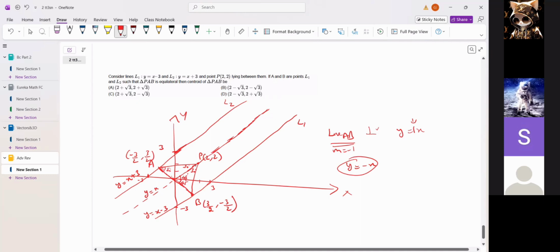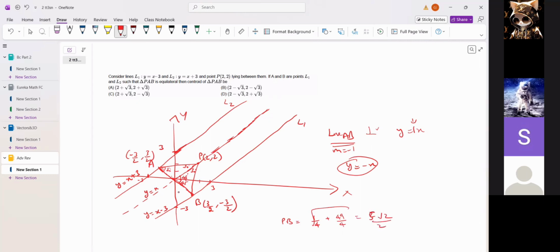Okay, so the distance from 2 comma 2 to 3 by 2 comma minus 3 by 2, what is the distance? 2 minus 3 by 2 will become 1 by 2, the whole square, 1 by 4. Then 2 plus 3 by 2 is 7 by 2, so 49 by 4. So root 50 by 4, so 5 root 2 by 2 will turn up, right? And by symmetry, this distance will also be the same. But the main trouble might be AB. Let's check AB.